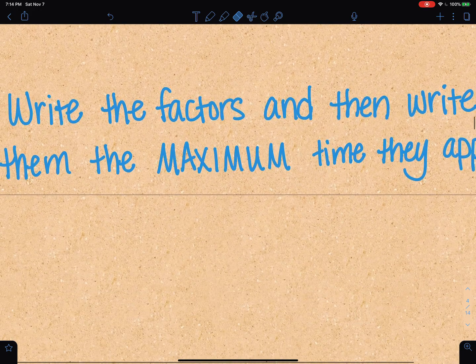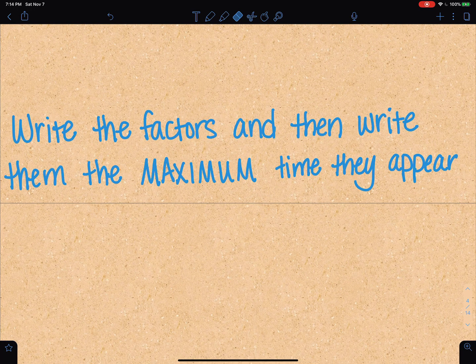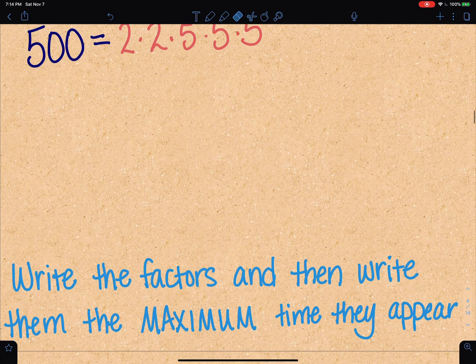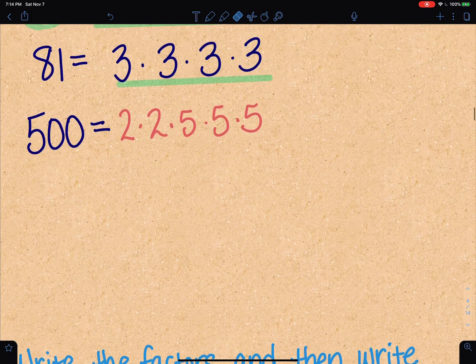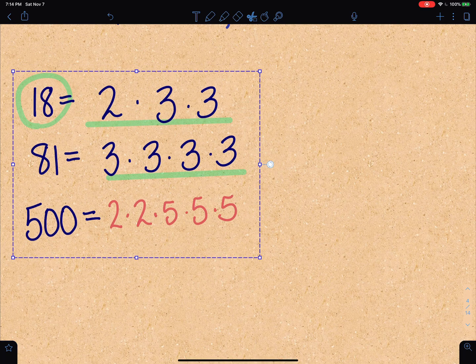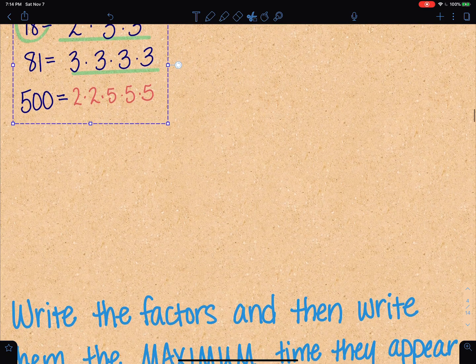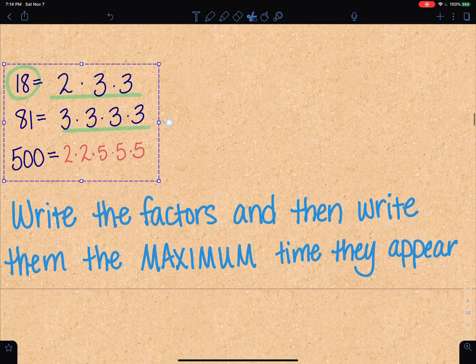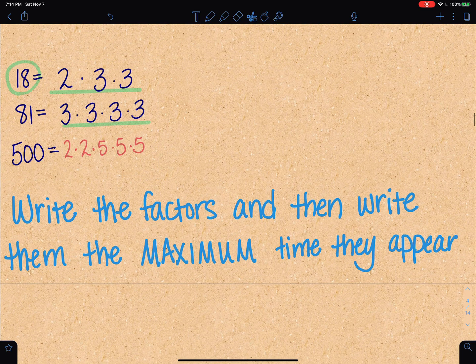Now, I write the factors and then write them the maximum time that they appear. So, what does that mean? I'm going to bring all of this information down here. Now I'm going to write the factors and write them the maximum time they appear. So I'm going to choose a factor, any factor. How about the number 2?